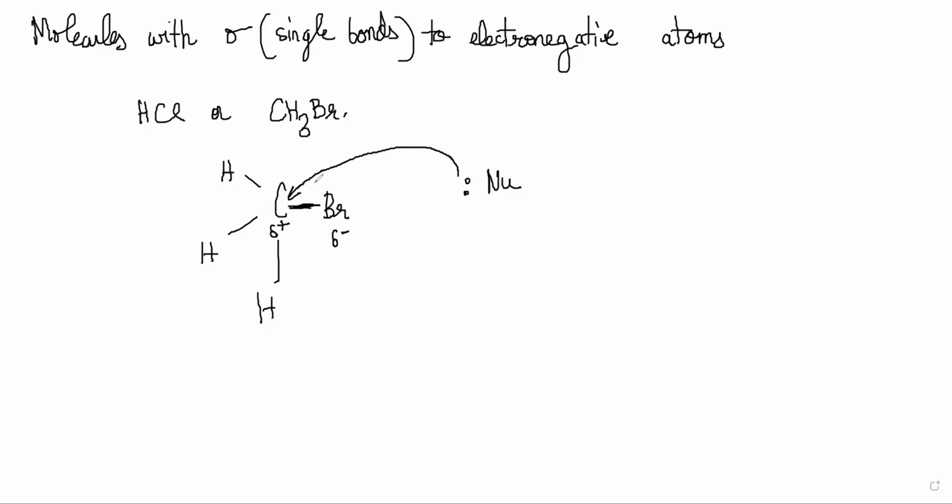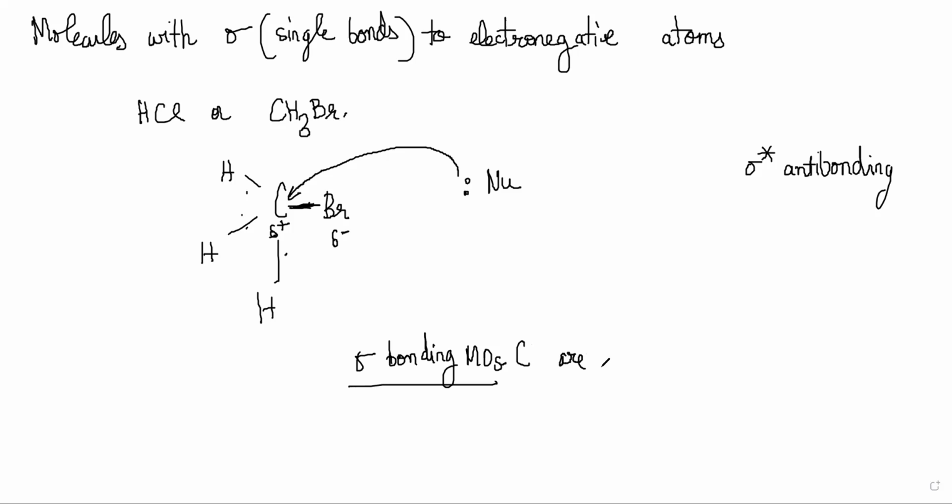But in the process of forming a bond, it will have to go to the sigma star antibonding MO, because carbon here has formed sigma bonds with everyone. There are 4 sigma bonds right now. So all the sigma bonding MOs for carbon are occupied. Only the empty sigma star it can go to, and it will go to the lowest energy antibonding sigma star.